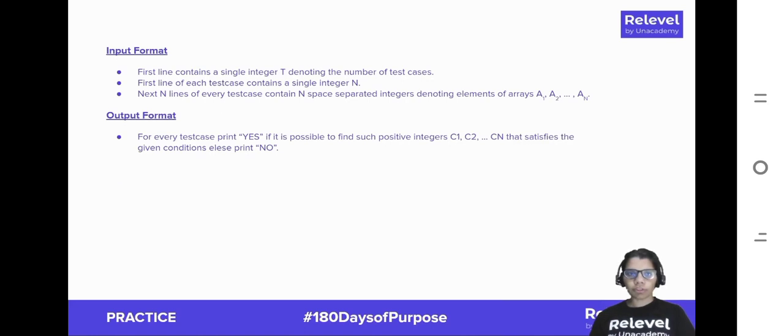Now the input format for this problem is that the first line contains a single integer t denoting the number of test cases. The first line of each test case is a single integer n, and the next lines for every test case contain the n space separated integers, which denote the elements of the arrays a1, a2, a3 till an. Now in output format, you need to print yes if it is possible to find such positive integers c1, c2 to cn that satisfy the given condition. Otherwise, you need to print no.